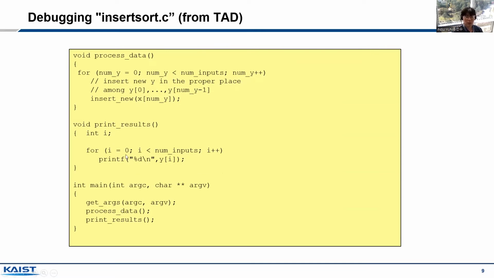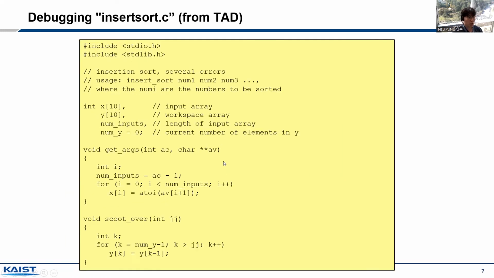And this is the function that prints the result. So what our program does is get the input, sort all the numbers, and print the results.